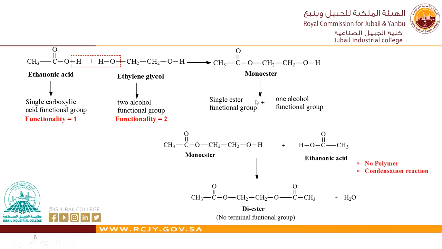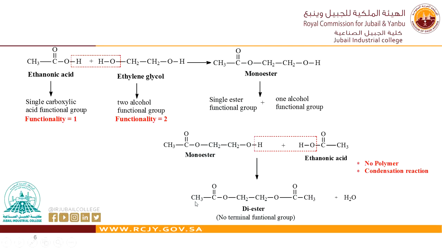So this unit, which is the monoester, will combine with another ethanoic acid. This is the monoester, and then you have ethanoic acid from here. They combine together, and they also undergo a condensation reaction where hydrogen and OH are eliminated as water to form a diester.